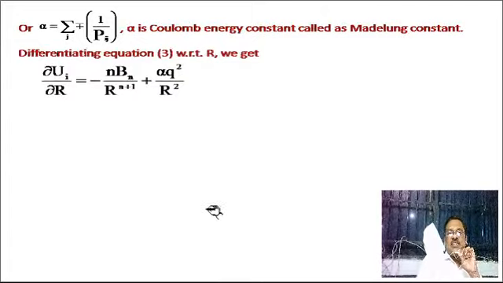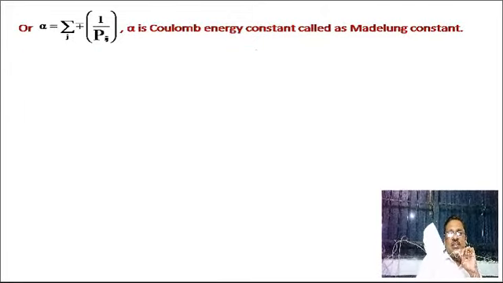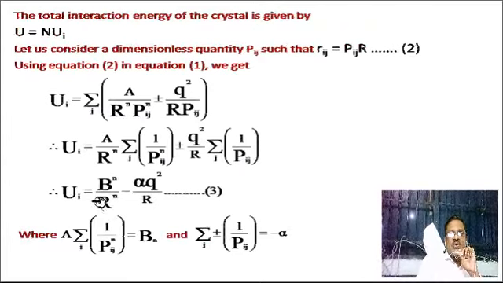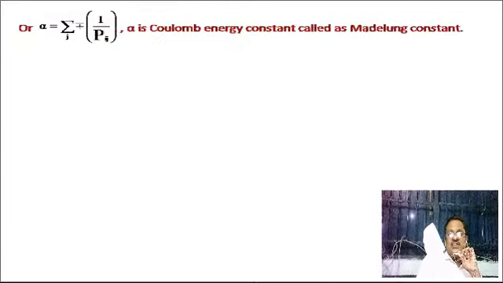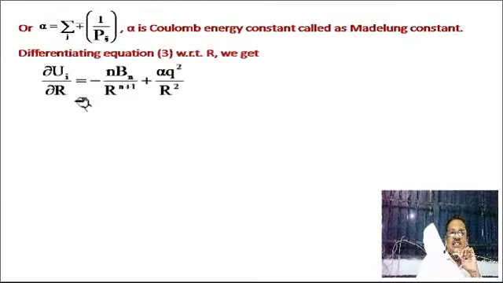Differentiating equation 3 with respect to r. This is equation number 3, Ui equal to Bn by r raised to n minus alpha q square upon r. We are differentiating this with respect to r. So LHS will be del Ui by del r, and after the differentiation the RHS will be minus n Bn by r to the power n plus 1 plus alpha q square upon r square.